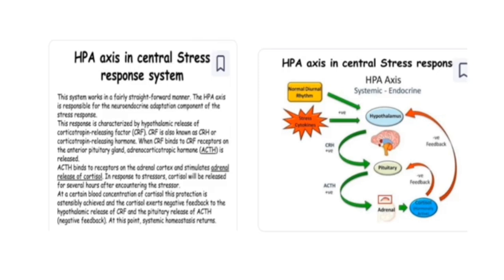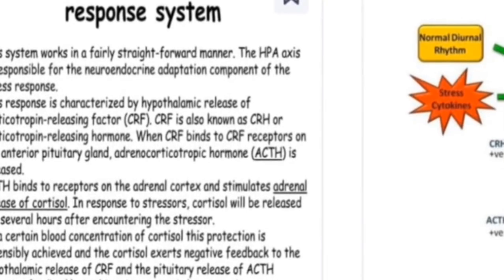It's expected that you should know the hypothalamic pituitary adrenal axis, the HPA axis. You should be able to explain it, and also you should be able to explain the HPG axis, hypothalamus pituitary gonadal axis. You must know how to explain it. So let's start with this HPA axis. What is the HPA axis? Explain it.